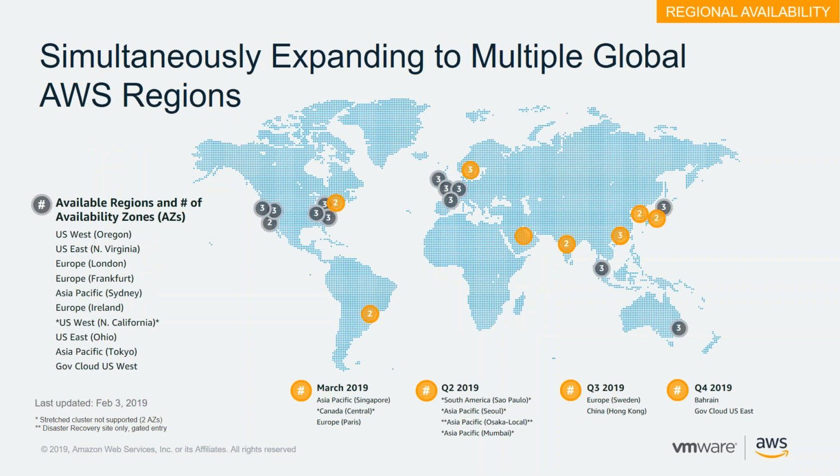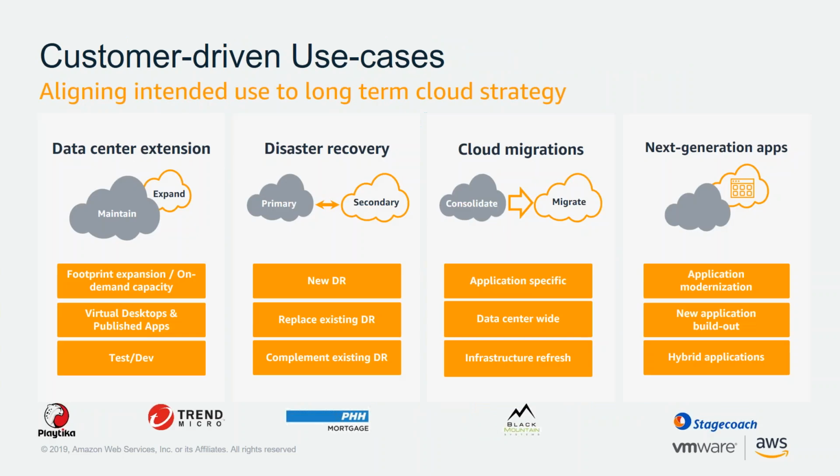VMware Cloud on AWS covers multiple global AWS regions. Quite recently, in March 2019, we launched in 3 new regions: Singapore, Canada Central, and Europe Paris. In the rest of 2019, we will expand VMware Cloud on AWS to more global regions.